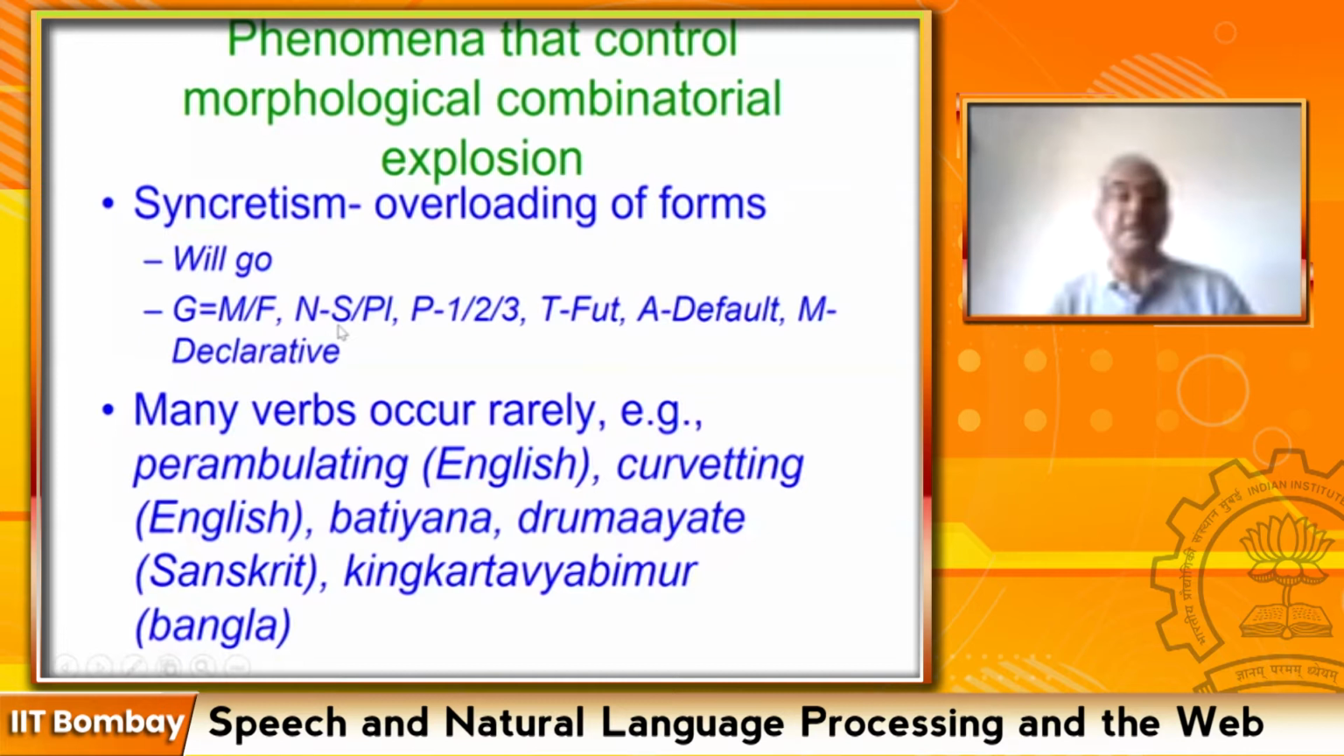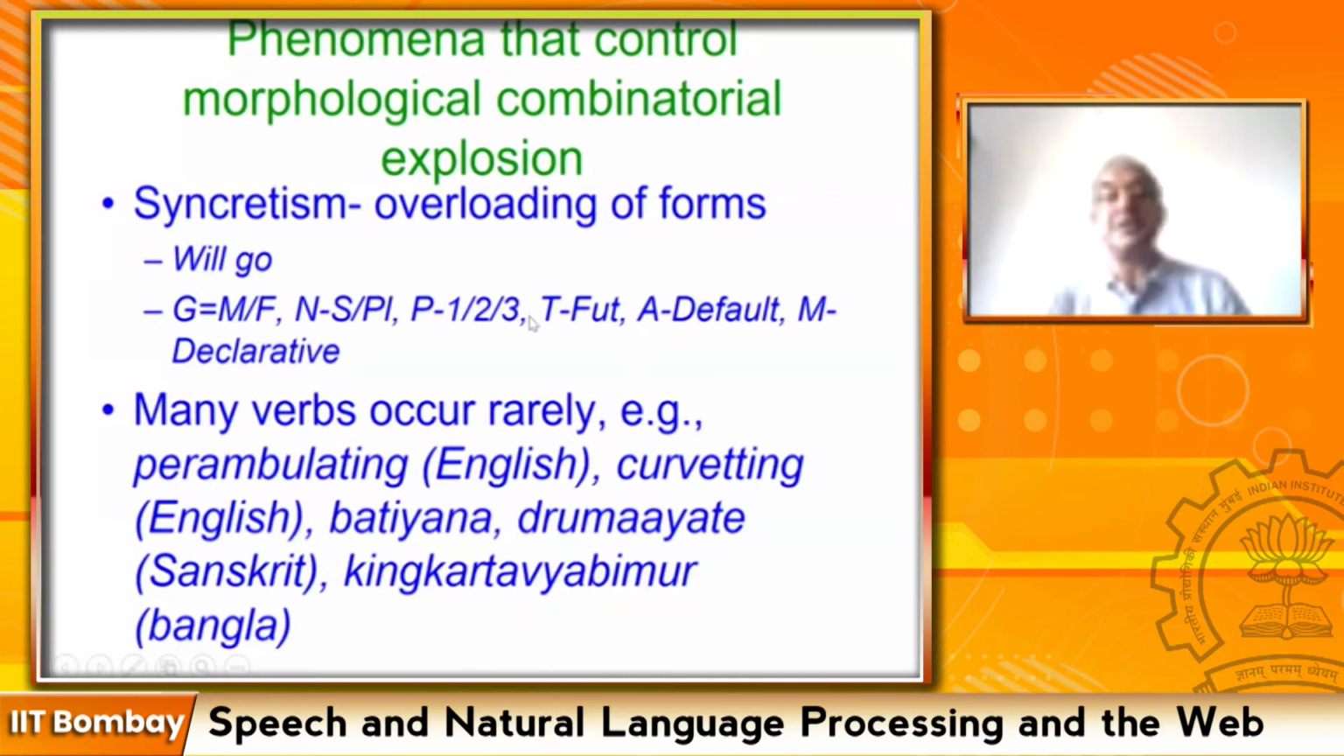Number is also uncertain. Is it singular or plural? We will go, I will go. That is also uncertain. Person again is uncertain. I will go, you will go, he will go. By looking at "will go", you are not sure about the person. But by looking at the form, you are sure about the tense.